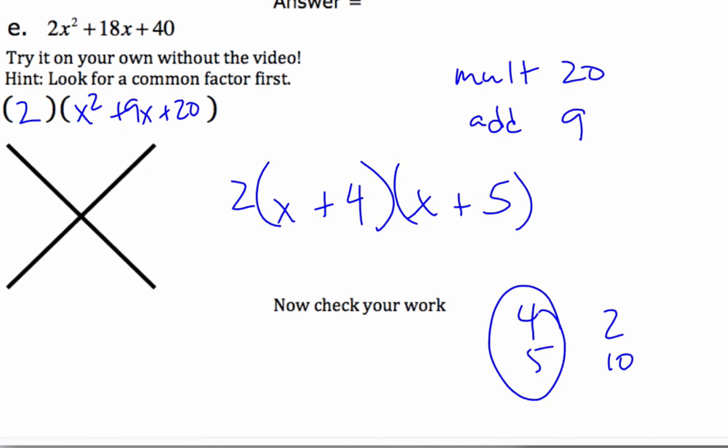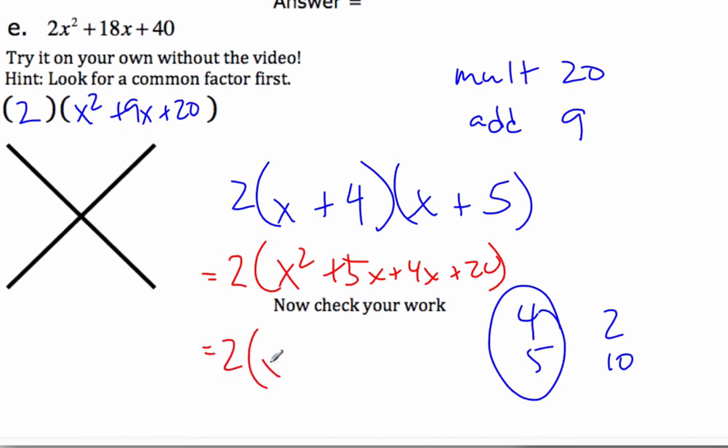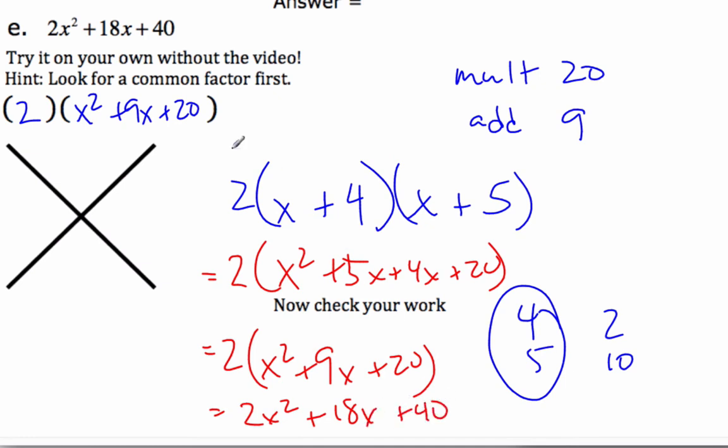If I want to check my work, which is always a good idea, I multiply these out. I get 2 times x times x is x squared, 5x plus 4x plus 20. Collecting like terms, I get x squared plus 9x plus 20. Distributing the 2 gives me 2x squared plus 18x plus 40, which is what I started off with, and it is correct.